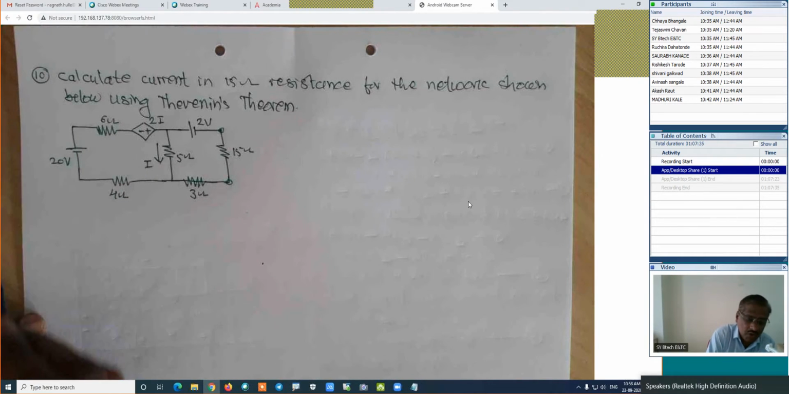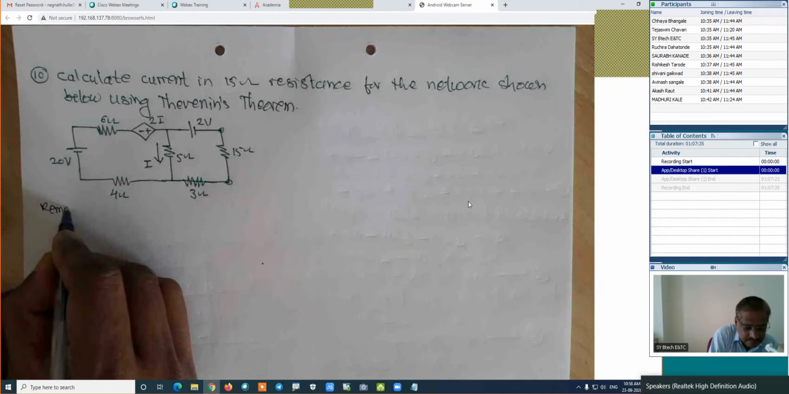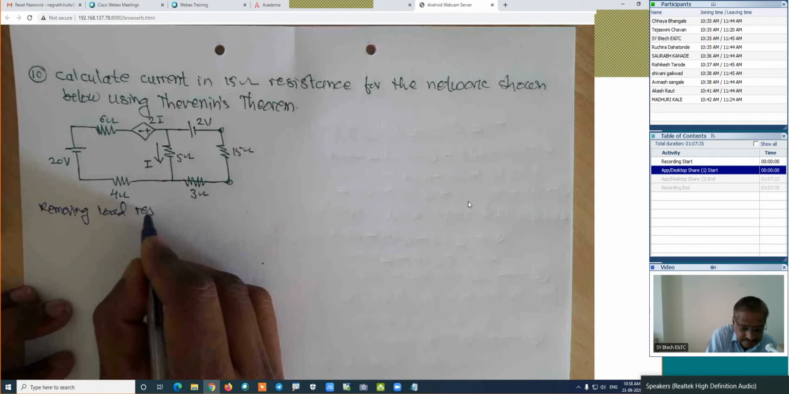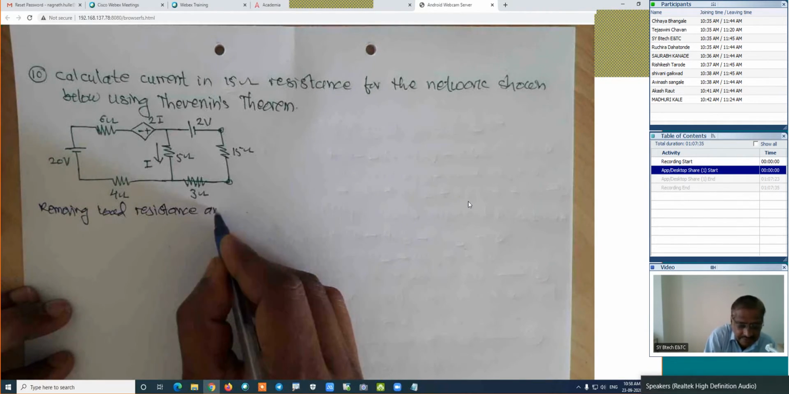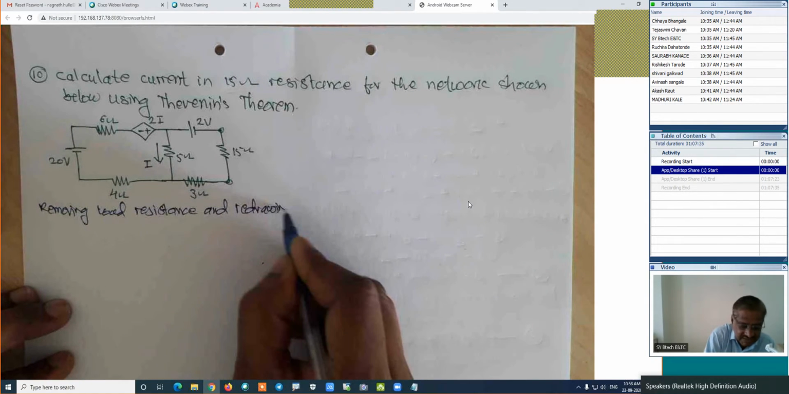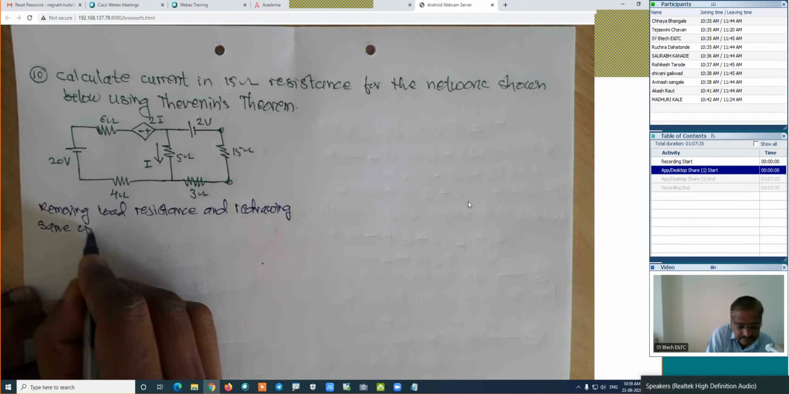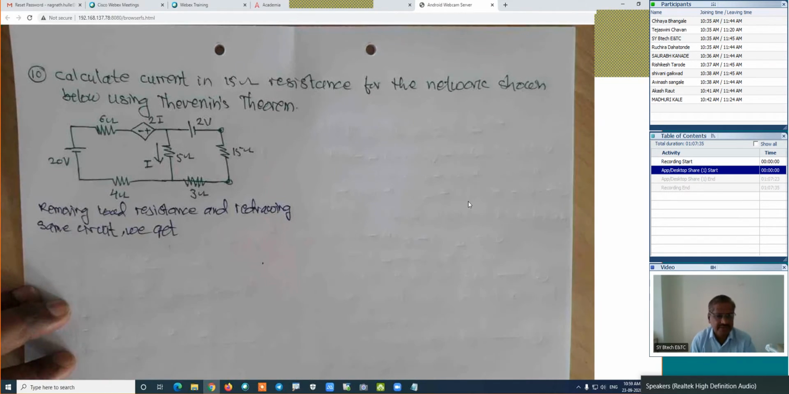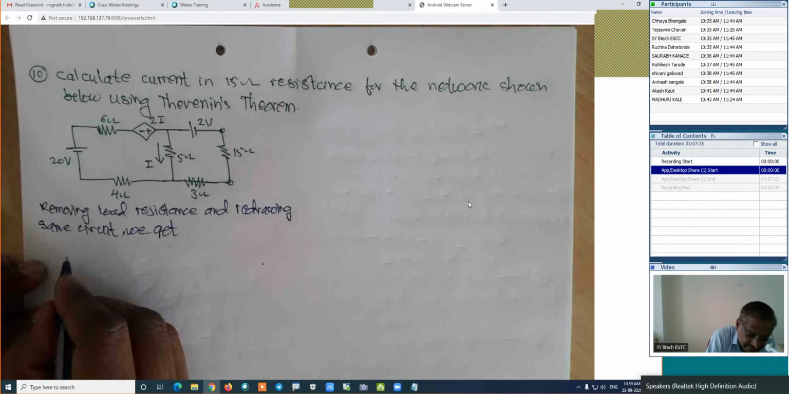First, remove the load resistance and redraw the same circuit. Removing load resistance and redrawing the same circuit. We get. We are just removing this load resistance and redrawing the same circuit. Now in this case, how will the figure be?